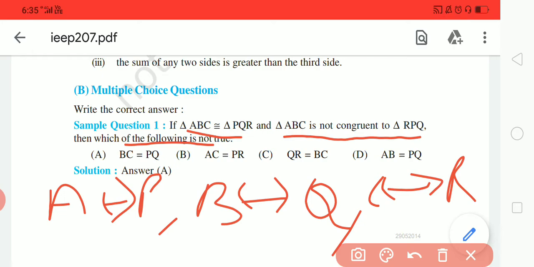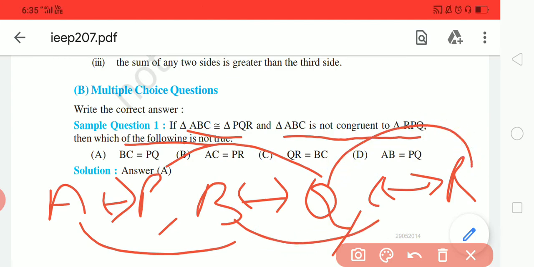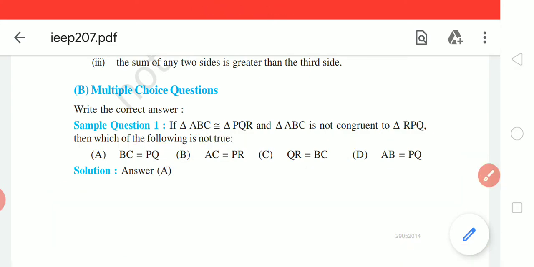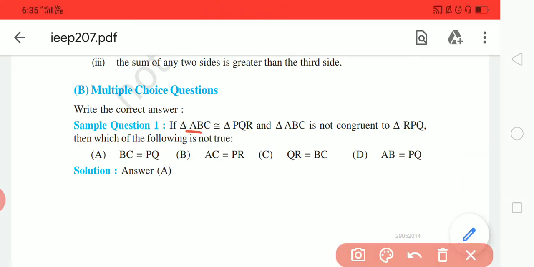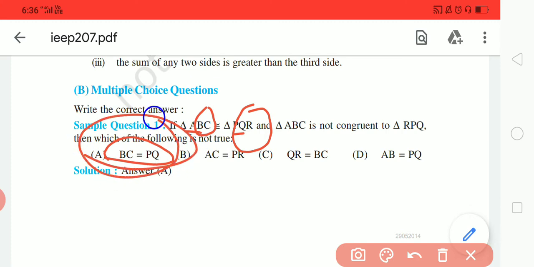According to the correspondence, AB will correspond to PQ, and BC will correspond to QR, right? Let us see what we have been given. Underline the first two vertices: if you join two vertices, you get a line segment. So BC and QR must be equal. Here we have been given PQ. If you want to take BC, you have to take QR with it, right? So the first one is not the true answer.